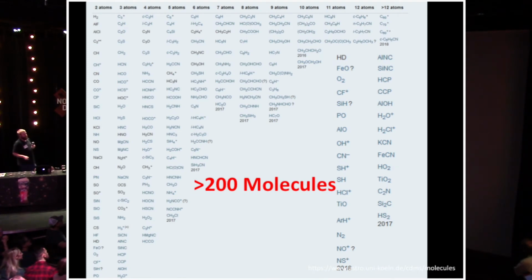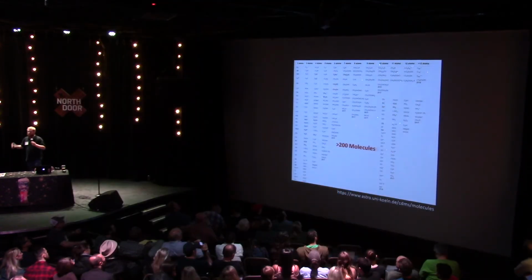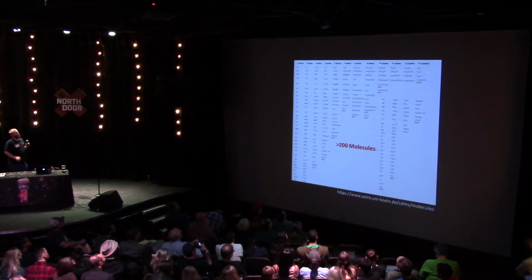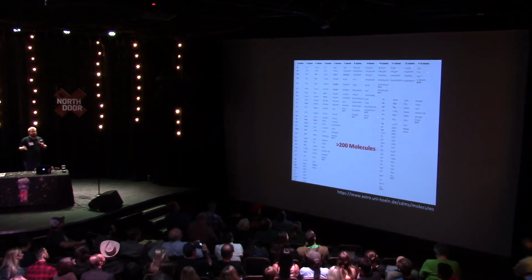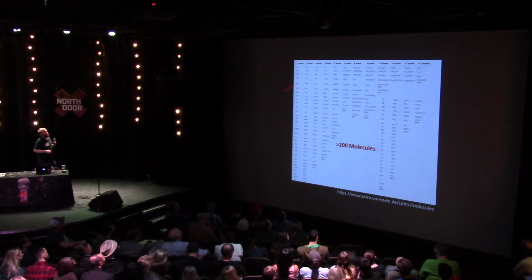From this website down here, you can go and look at this website down here, or just Google search it for detected molecules in space. This is the top one that comes up. They keep up a running tab of all the detected molecules, and this is all of them that have been detected in interstellar space. So there's now over 200.